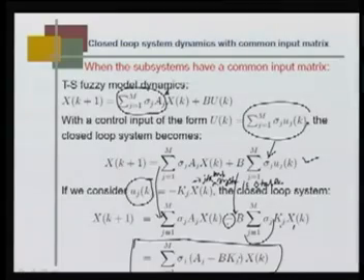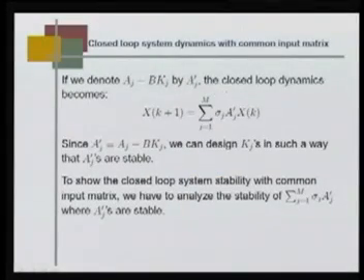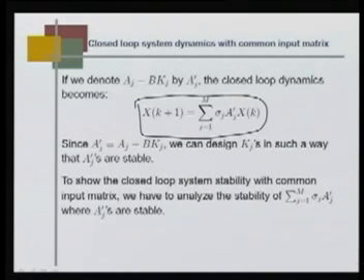So the common input matrix makes our closed loop system dynamics very simple. This is very important. If you denote A_j minus B k_j by A_j dash, the closed loop dynamics becomes this particular thing, where A_j dash is A_j minus B k_j. We can design k_j in such a way that the A_j dash are stable. So we can find u(k) in such a way that A_j dash are stable. But now x(k+1), this is the closed loop dynamics.